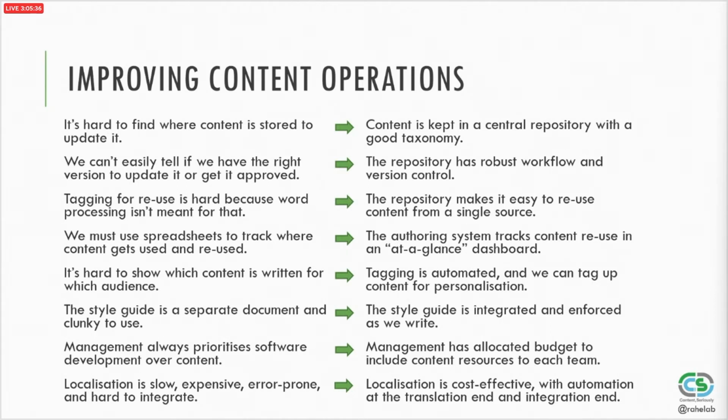So you'll go from not being able to tell whether you have the right version to update it or get it approved, to a state where the repository keeps track of it as you go. You've got robust workflow and version control, and you don't have to worry about it. Or that it's hard to tag content for reuse because word processing isn't meant for that, and then you go to some repository that makes it easy to reuse content from a single source, and so on.